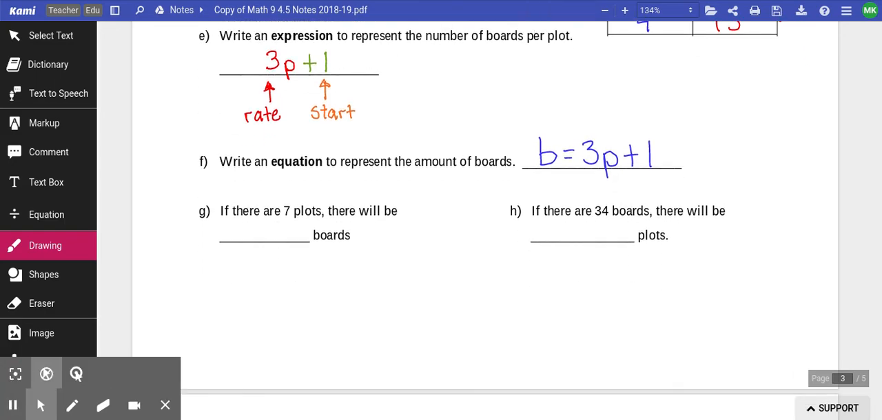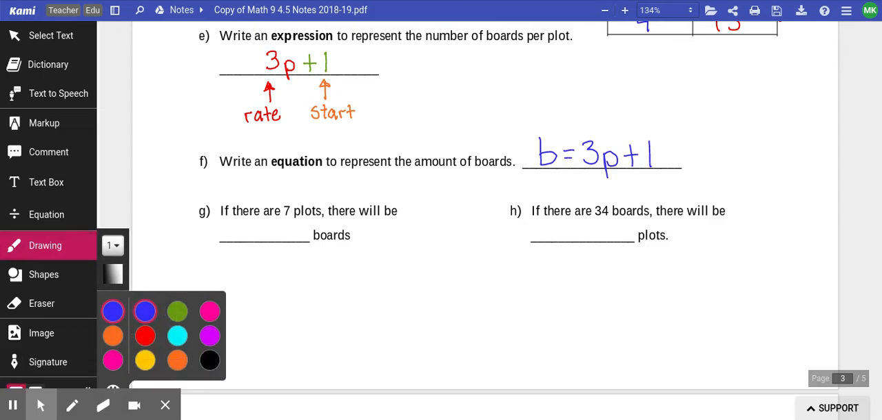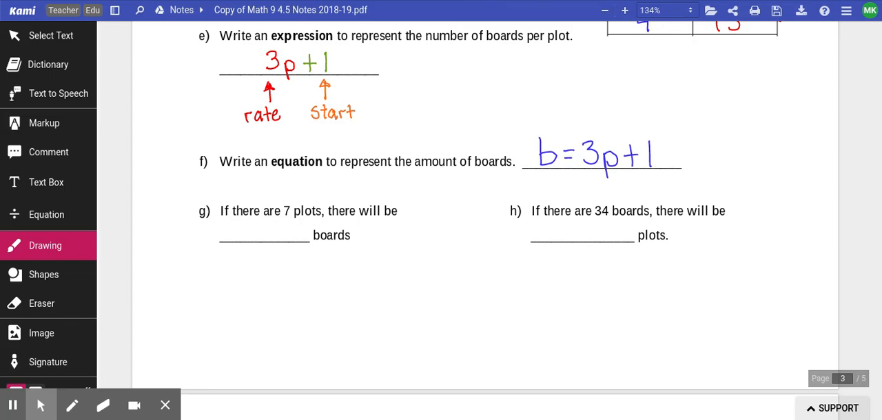Joey, talk me through G. You times 7 by 3 and plus 1, which equals 22. Yeah, you're absolutely right. So he said you take the number of plots times by 3 and add 1, and it was 7 because it said 7 plots. So 7 times 3 plus 1 would work.